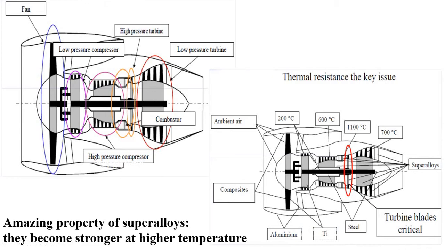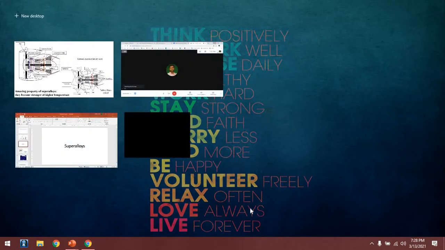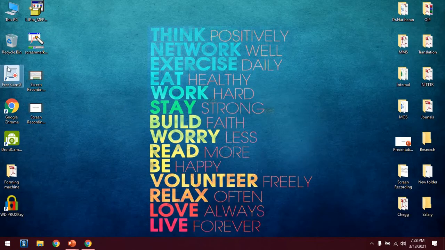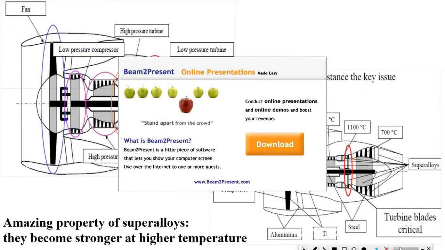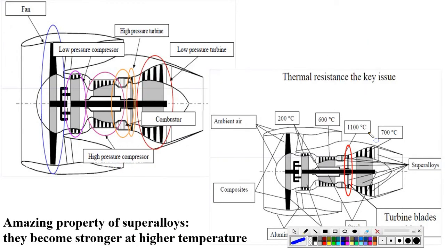The main need of superalloys is the development of parts or components where the temperature is very high. So in this area we are using superalloys. That is the important need of superalloys.